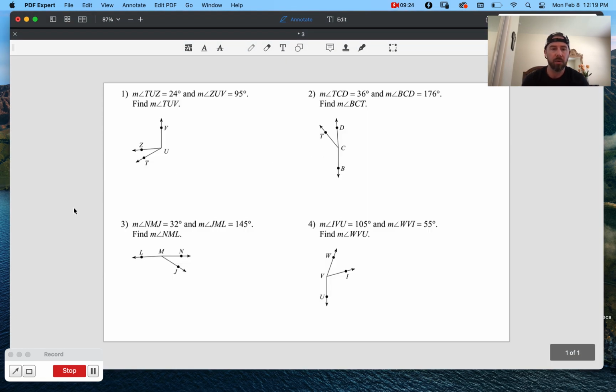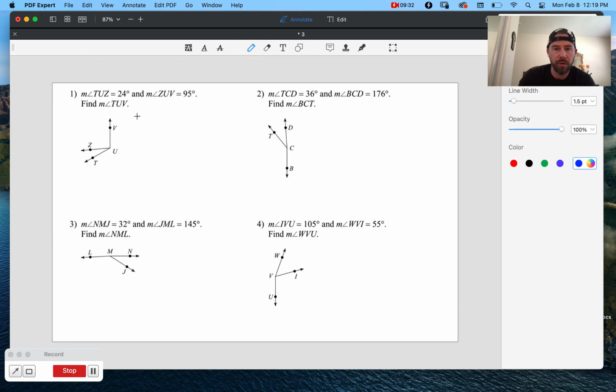Okay, so now we're dealing with these angles. So remember, small plus small equals big. Small plus small equals big. And big minus small equals small. So it all depends on what we're trying to find. Okay, so let's see what they have here.